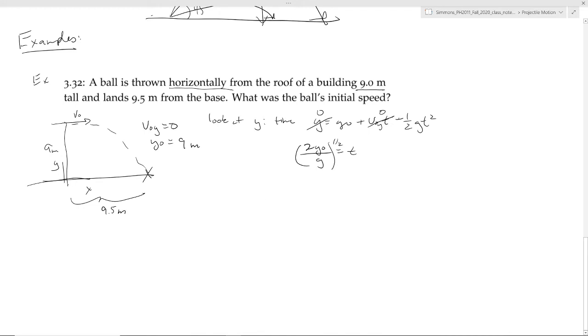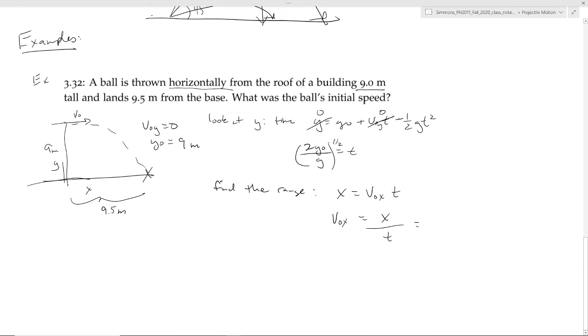Sorry. So find the range. So we know that x is v naught x times the time. So we can put the time in that we've just found. Now in this case, we know what the range is. So what we're solving for is the velocity. So the velocity is going to be the x divided by the time.